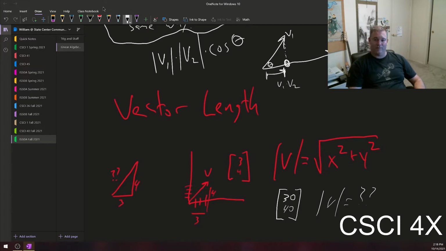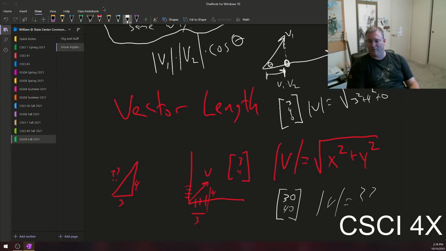So if you're asking what is the 3D Pythagorean theorem? If you have a vector like 3, 4, 0, the length of this, the 3D version of the Pythagorean theorem, length of this vector is the square root of 3 squared plus 4 squared plus 0 squared. So you just add the z. That's the 3D version.